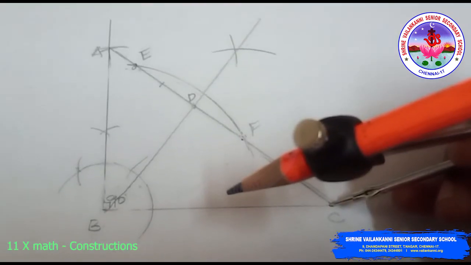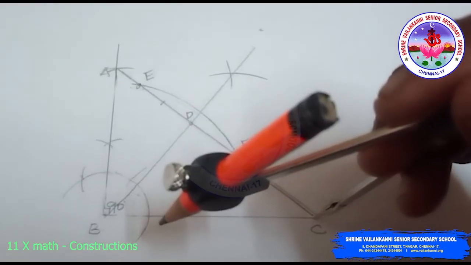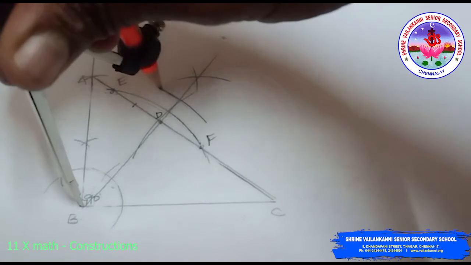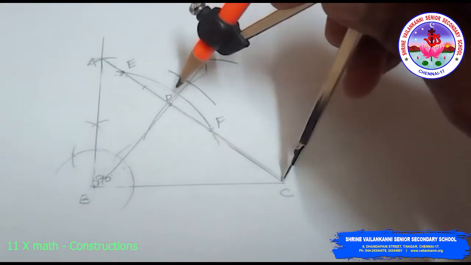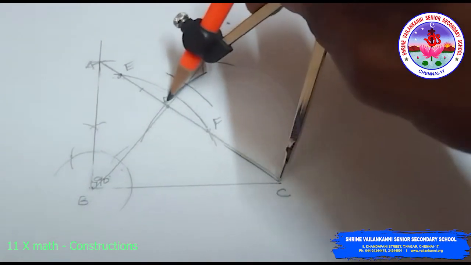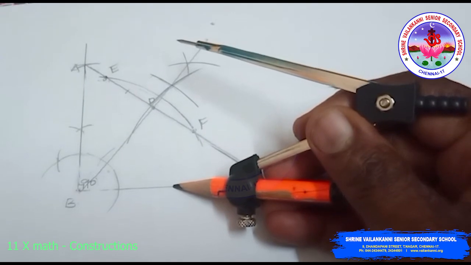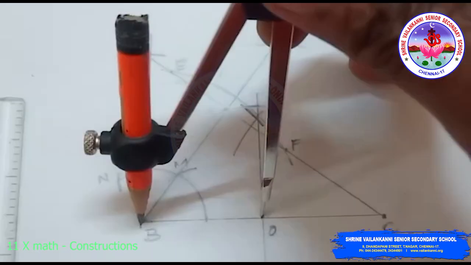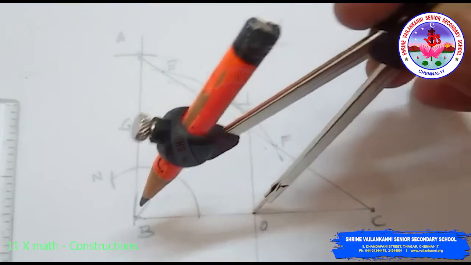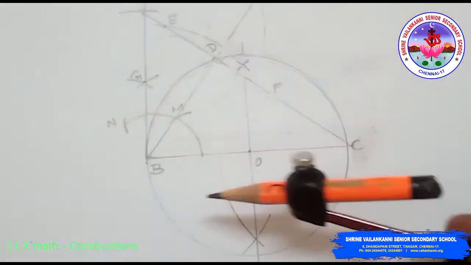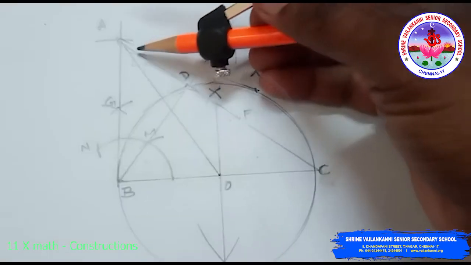Now, I am going to draw the perpendicular bisector for BC. Taking more than half of BC length, keeping my compass needle at B, I am going to give an arc. Again, keeping my compass needle at C, I am going to give an arc. Join this arc which touches the line segment BC at the point O. Taking OB measure and keeping my compass needle at O, I'm going to draw a circle now which passes through the points D and C.